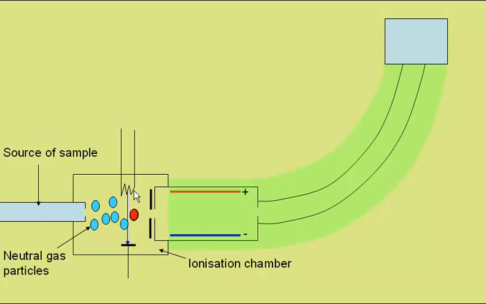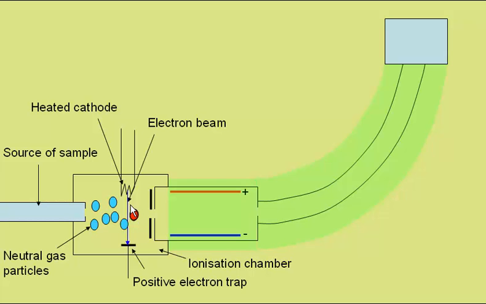Up here we have a heated cathode. The filament here heats up, and by thermionic emission there will be a cloud of electrons around here. Down here we have a positive electron trap. So in effect here we have an electron gun arrangement, and that produces a beam of electrons.